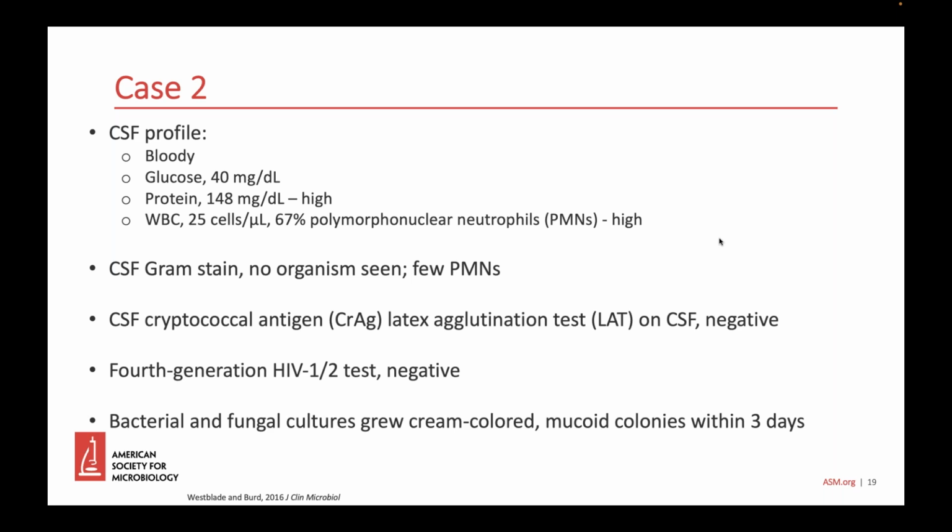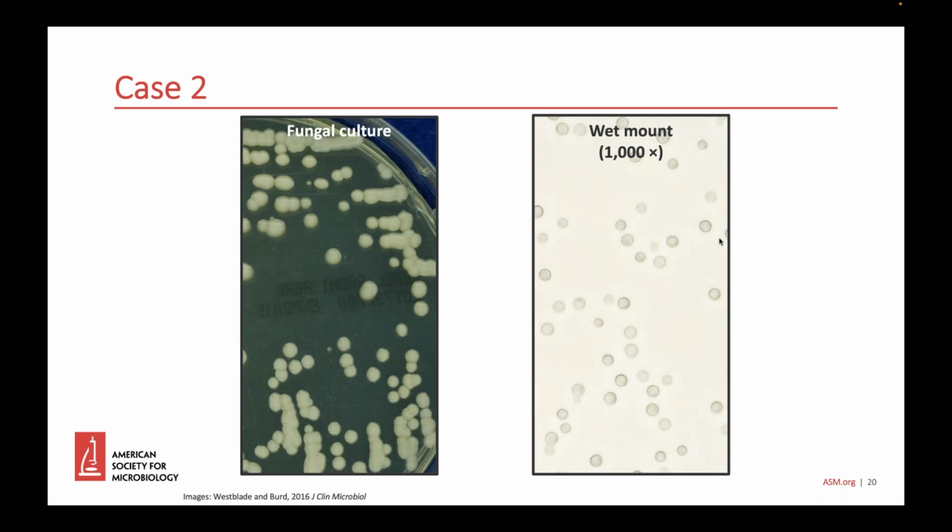A 4th generation HIV-1/2 test was negative, and bacterial and fungal cultures grew cream-colored mucoid colonies within 3 days. So here I'm showing you the fungal culture. See those nice mucoid yeast colonies. When we take a wet mount, you can see these very spherical cells, okay, and with narrow base budding.